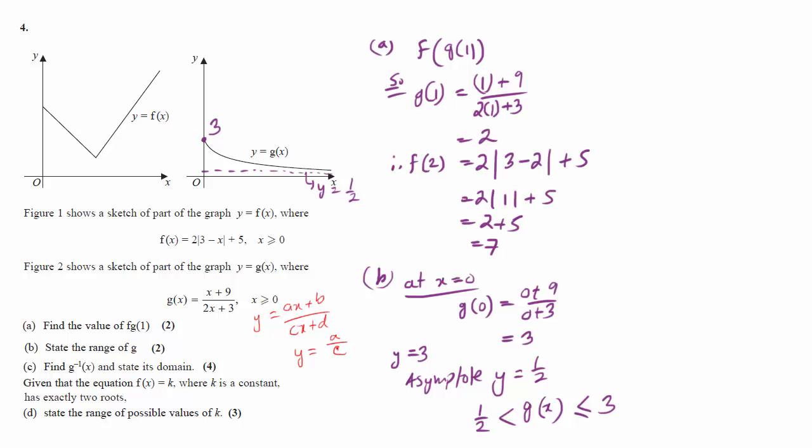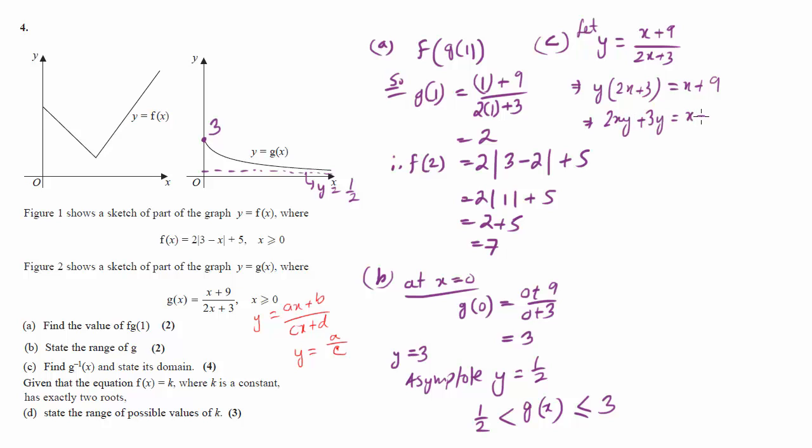Question C, we have to find the inverse function. That means, first of all, we have to write y as g(x), because that's the first step. g(x) is (x plus 9) divided by (2x plus 3). So let y equal (x plus 9) divided by (2x plus 3). Let's find x from here. This is going to be y times (2x plus 3) equals x plus 9. So 2xy plus 3y equals x plus 9.